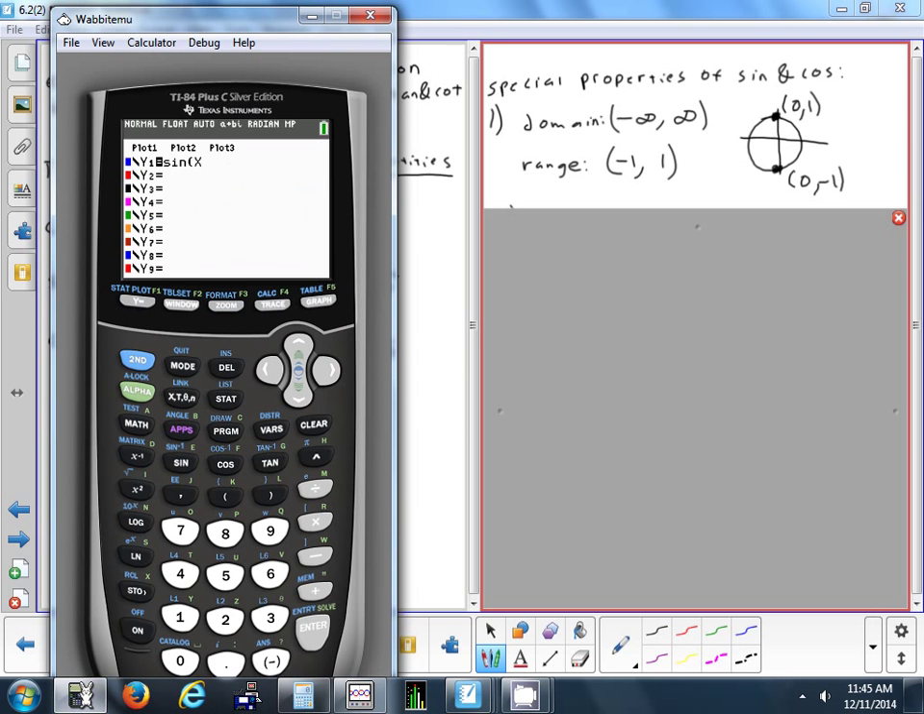And cosine looks very similar. In fact, cosine is just a horizontal shift. If you took sine and you bumped it to the left a little bit, and by a little bit I mean 90 degrees, they would be the same. They're just what we call a phase shift or horizontal shift.